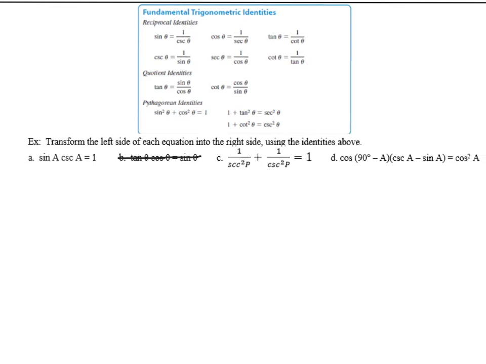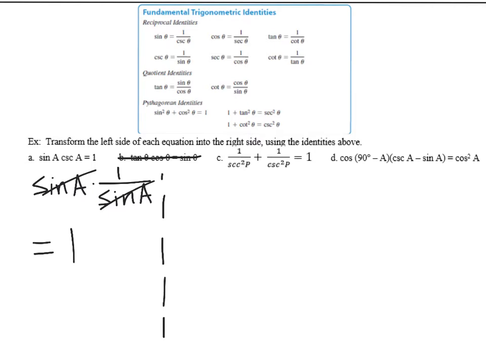All right, part A. First thing that comes to mind here, I'll leave sine of A alone. So I'm starting on the left side and trying to simplify it to get to the right. I'm going to make the move of saying that cosecant is 1 over sine. Those signs would cancel, and sure enough, it's 1.